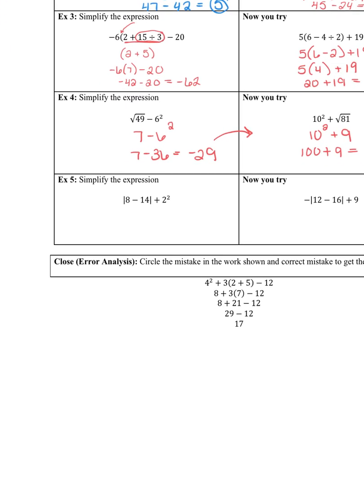Okay, so now we're going to tack on absolute value. Remember, absolute value is just the distance that a number is from 0, and it also acts as a grouping symbol. So I would start with doing 8 minus 14, and that's going to give me -6. How far away is 6 from 0? That's what absolute value is telling you, and that would be 6. And then I would evaluate the 2 squared, which is just 6 plus 4, and that gives me 10. So try the next one on your own.